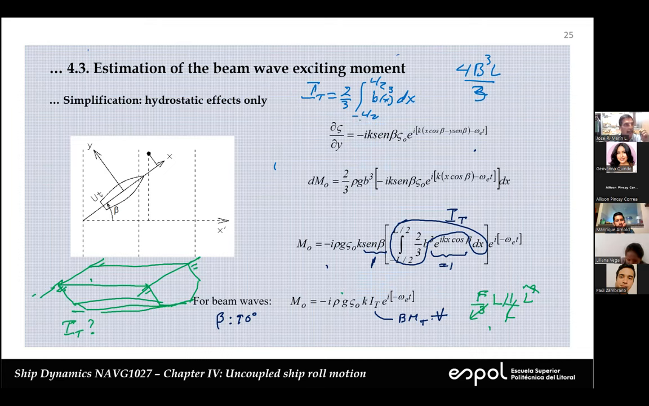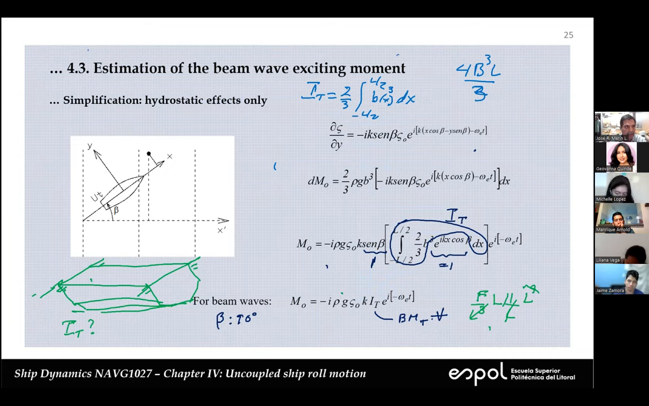What is little b, Miss Matias? What is little b? Oh, Miss Matias, can't you talk? Okay. Miss Lopez, what is little b? What is little b? Exactly. No. B over 2. So in this case, in the simplified model that you are going to be using this Friday, the beam is constant. Okay, so this little b doesn't depend on x, it's constant. So you can simplify that.